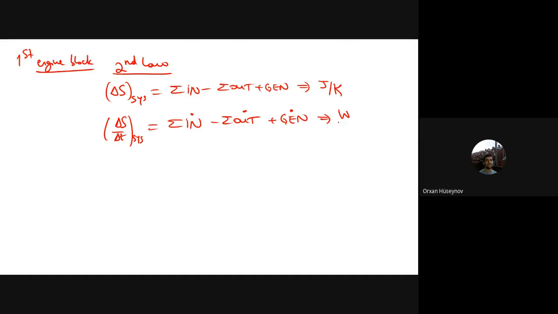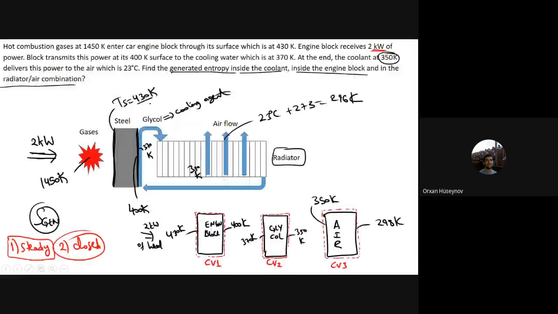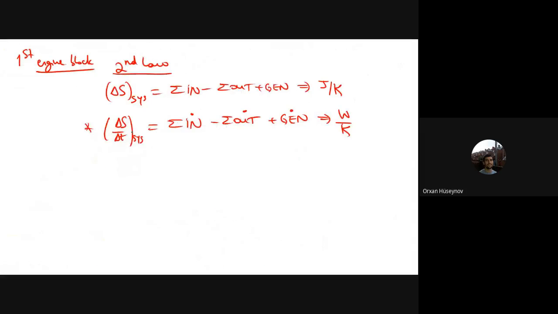This one will be watt per Kelvin. I will work with this part instead of that one because the units given in the question are in watt units. And for the engine block, I've said it, all of them are steady. It is written here. It is steady. Therefore, this term goes to 0.